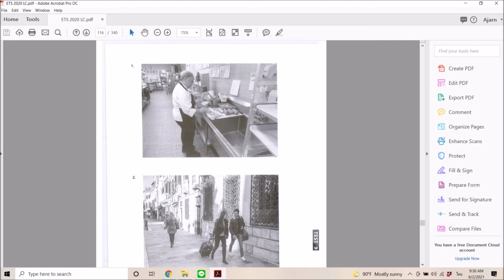Number 41. What is the man's job? Number 42. What does the man say he likes about the job? Number 43. What does the woman ask the man to do? Go on to the next page. Questions 44 through 46 refer to the following conversation.